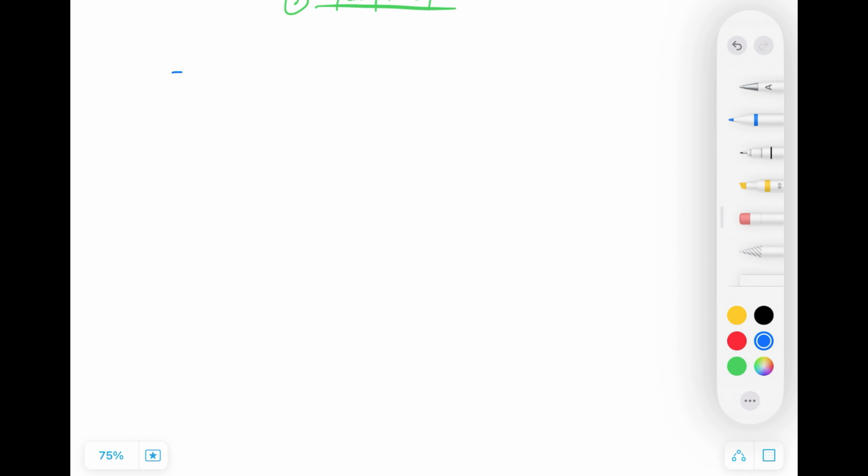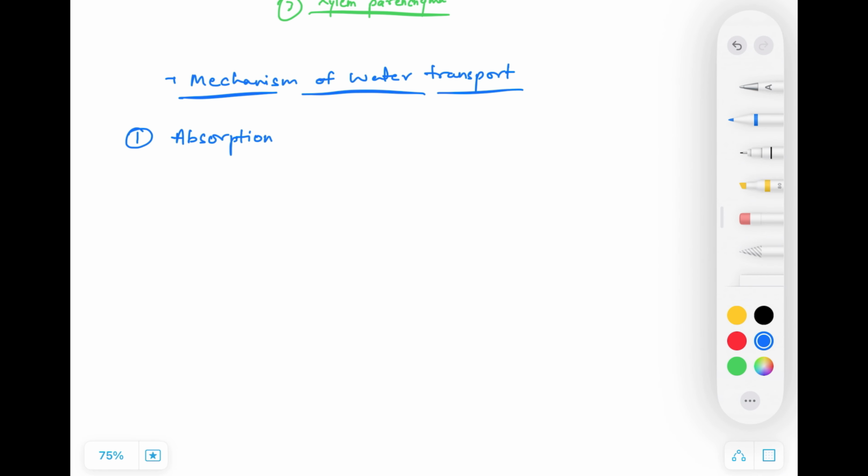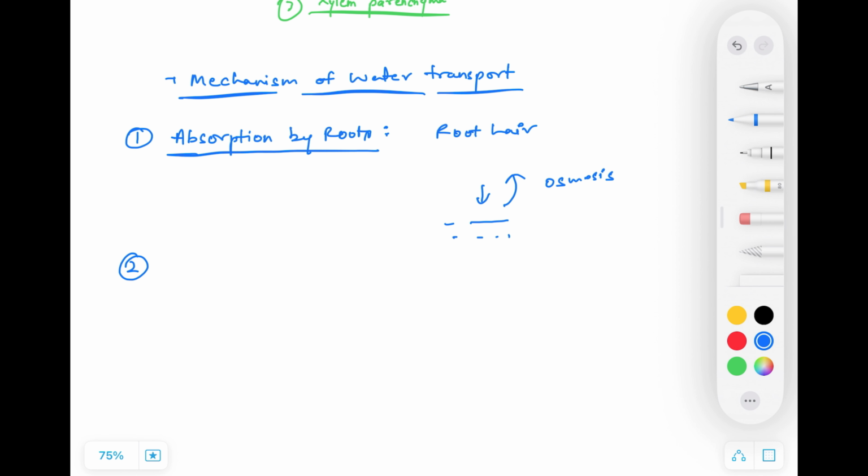Now let's talk about the mechanism of water transport. First, there is absorption by roots. The roots have tiny root hair that absorb water from the soil through the process of osmosis. Okay. Second step is the upward movement of water, and it is also known as ascent of sap.